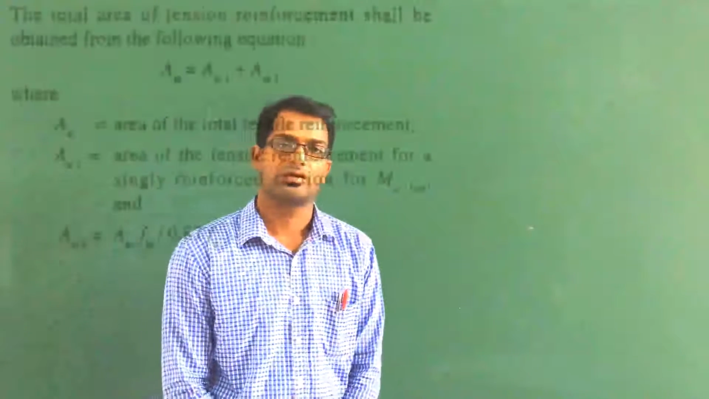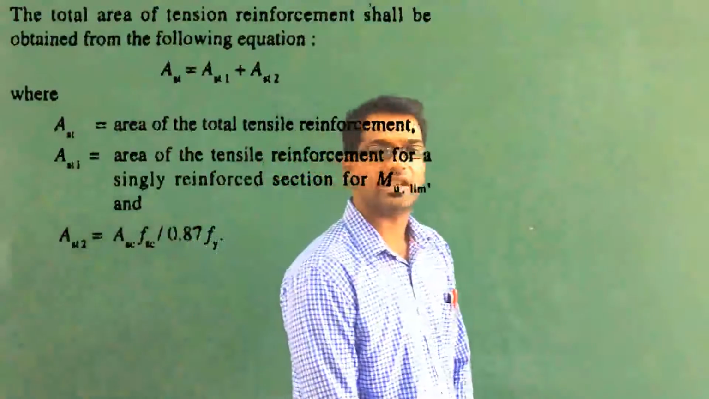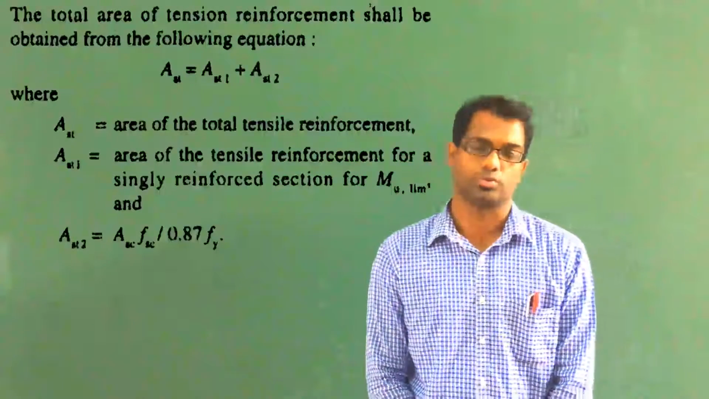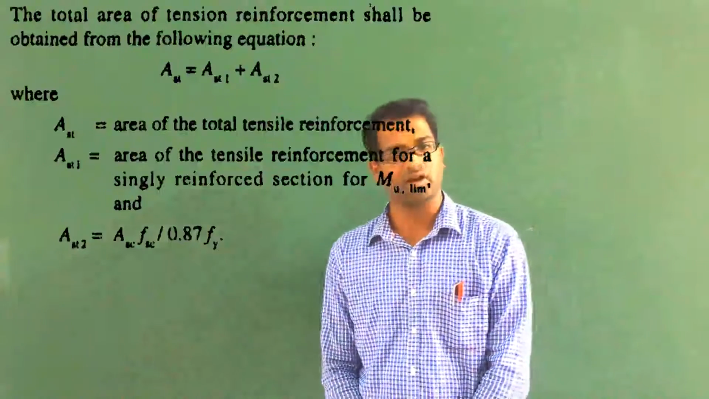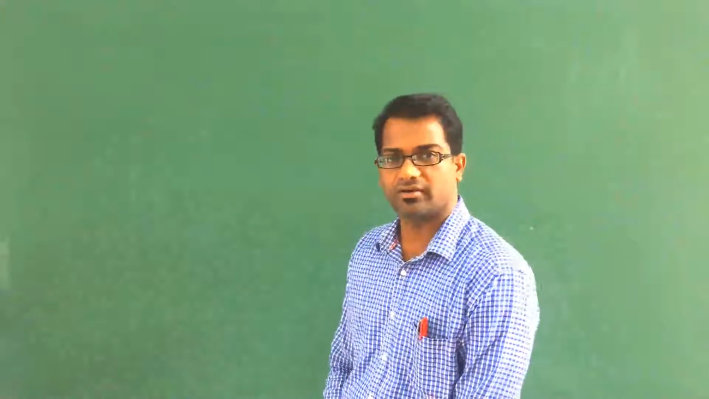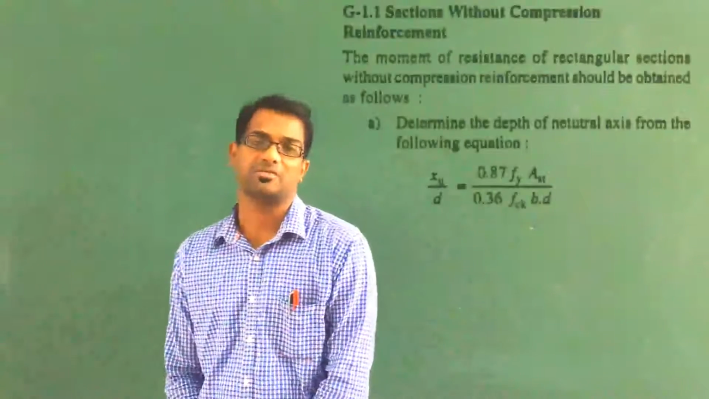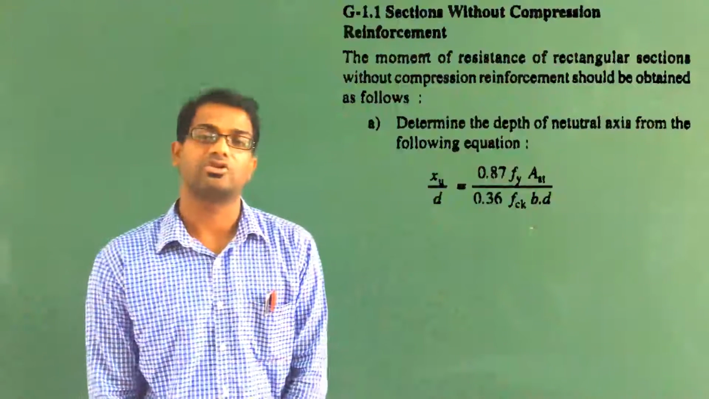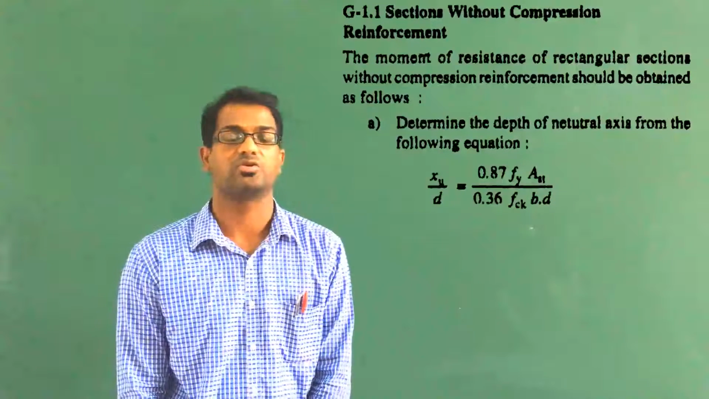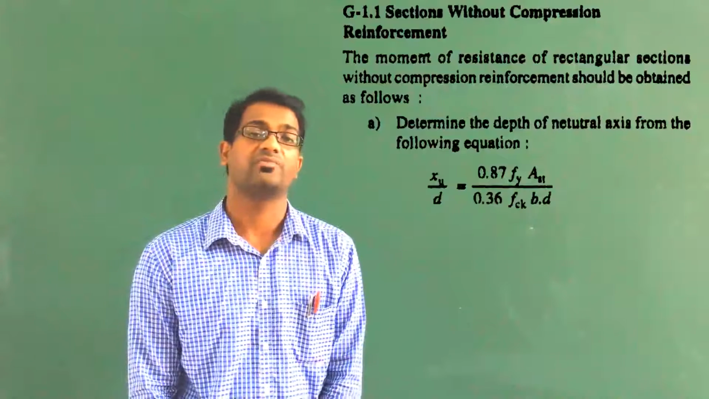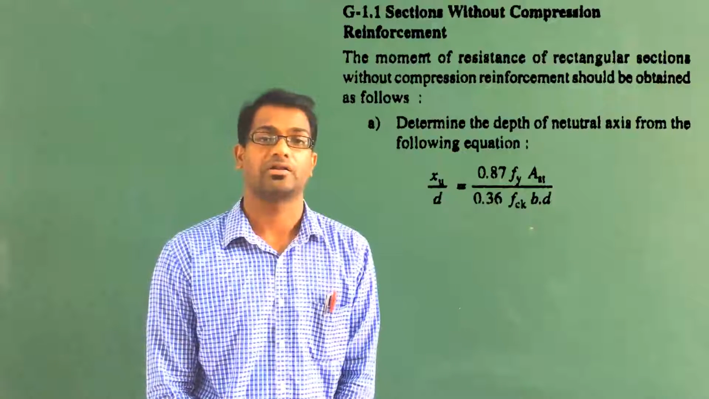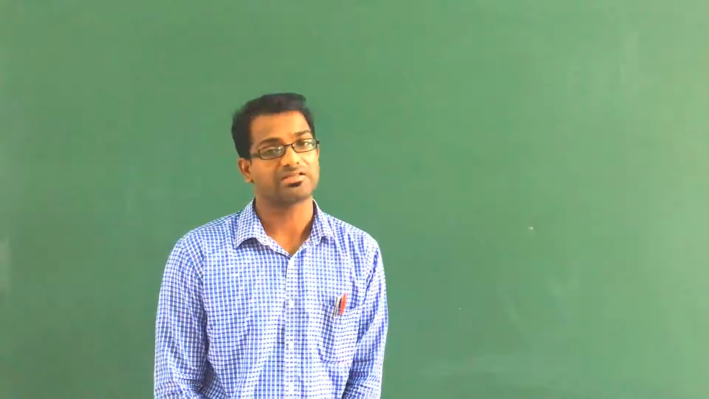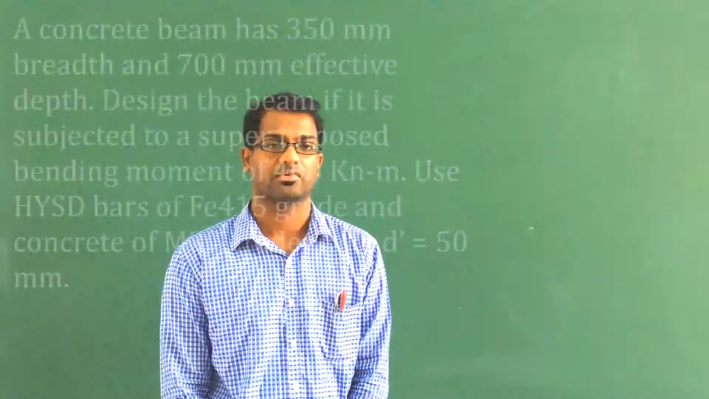There, the area of steel should be calculated as AST1 and AST2. AST1 is the area of steel assuming that the beam is a balanced section, and you need to calculate the steel using the neutral axis depth which is there in G 1.1a on the same page. Now let us do the design problem.